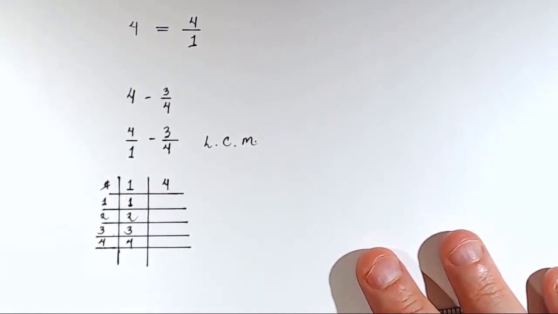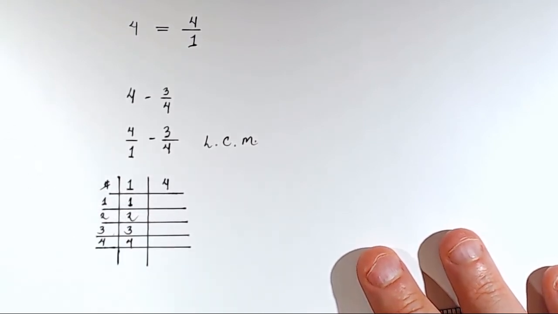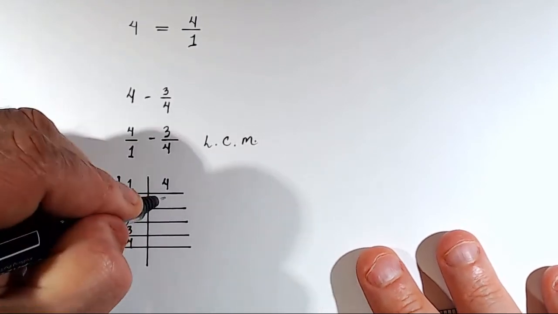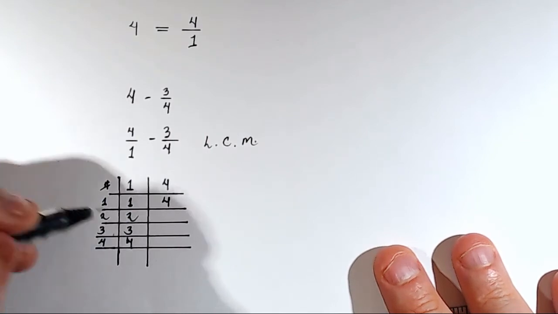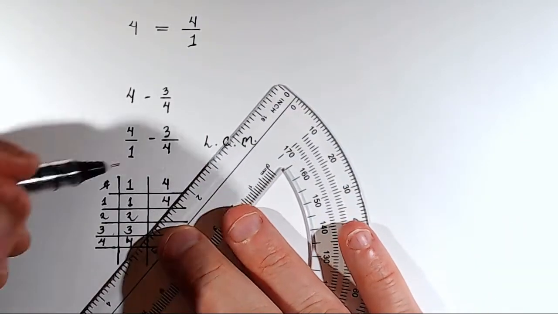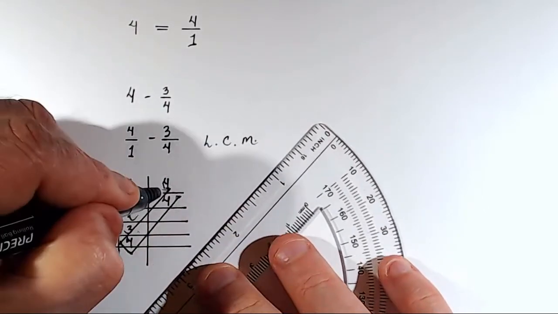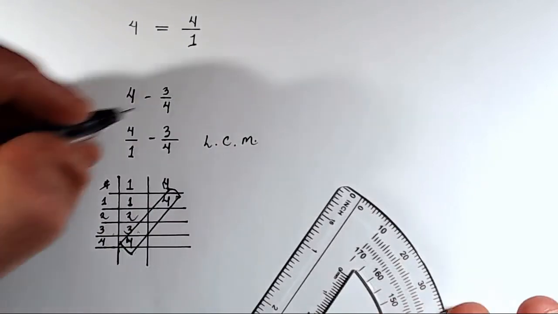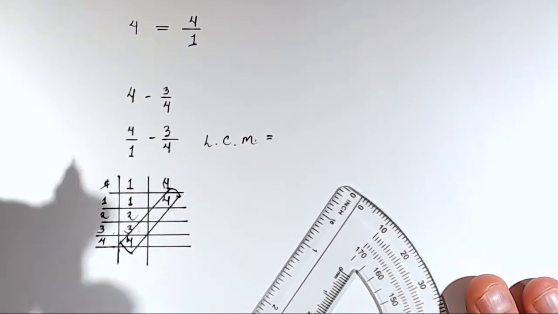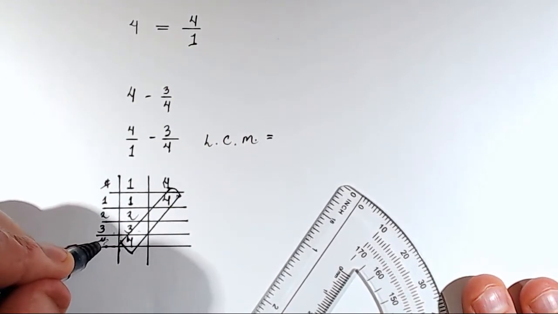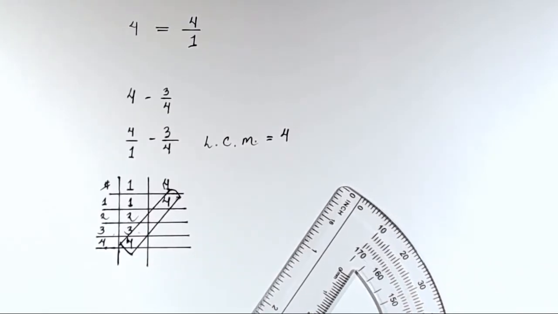And I'm going to stop when I get a multiple that matches one of these numbers right here. So 4 times 1 is 4. And I'll stop right there because I have a match. So you're looking for a match, and I've got a match right here. These 4s match up. Okay? So that means that in this problem, your least common multiple is equal to whatever this number is. So this is 4. So in this problem, the least common multiple is 4.